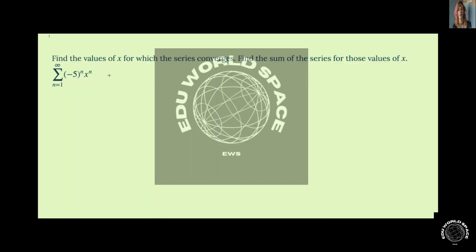Let's find the values of x for which this series converges. And for those values of x for which it does converge, we'll actually find the sum of the series. So there are two parts here. For part one, let's first find out when this will converge.